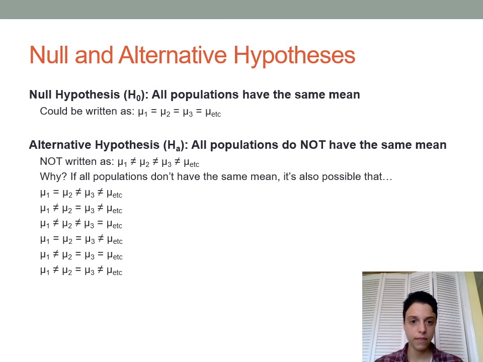And this is going to be important a little bit later in interpreting the results of the hypothesis test. But for now, I'll just say keep in mind that saying that all the populations are not exactly equal to each other doesn't mean that some of the populations aren't equal to each other.